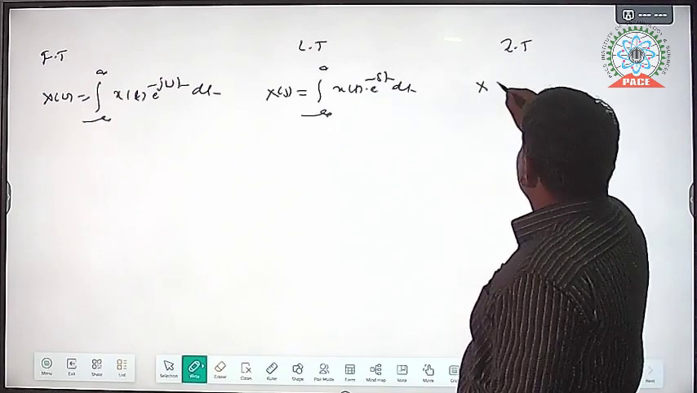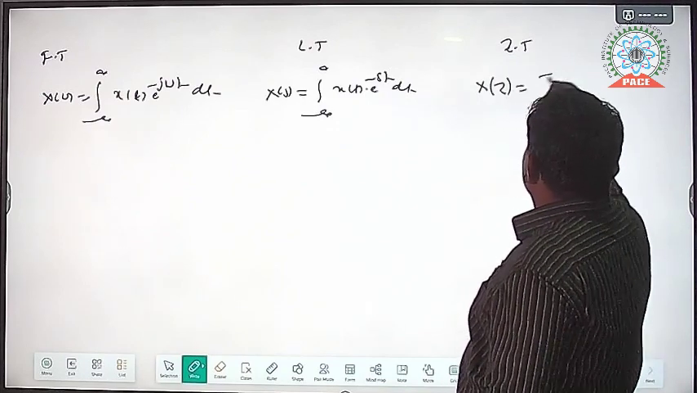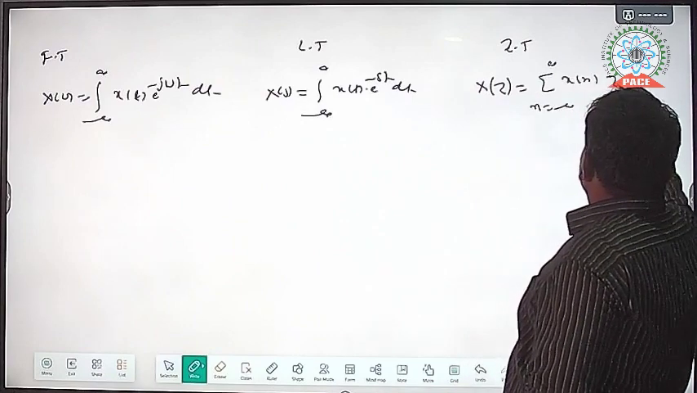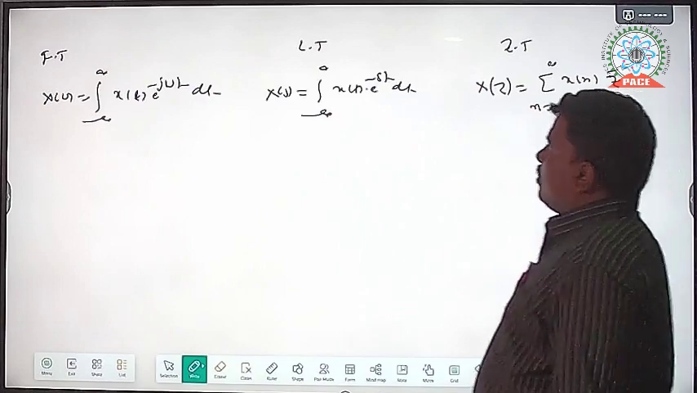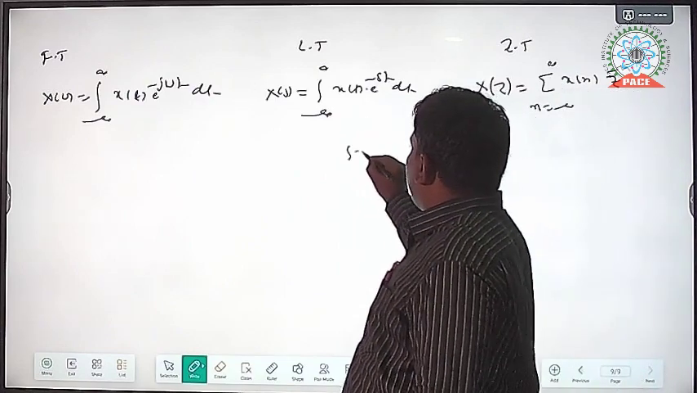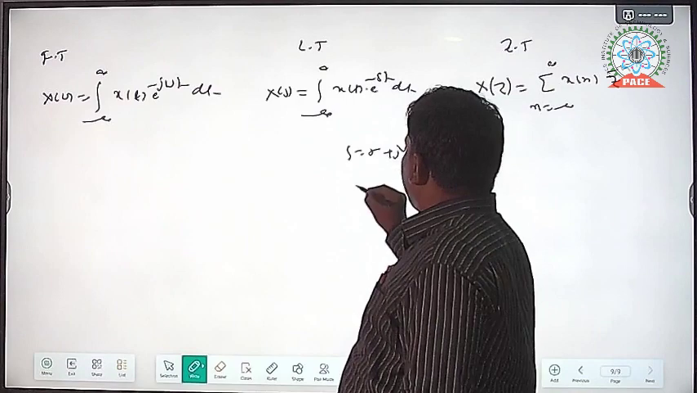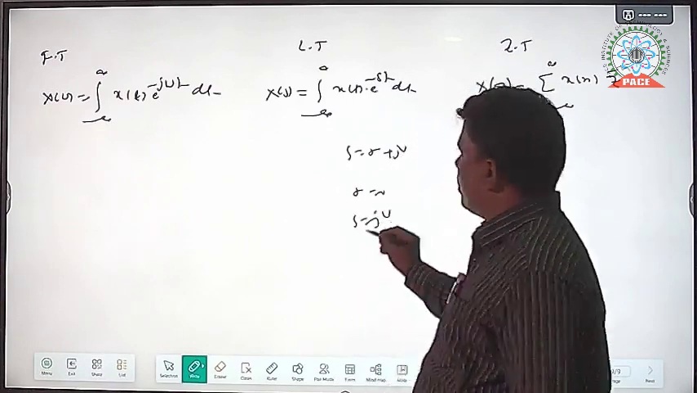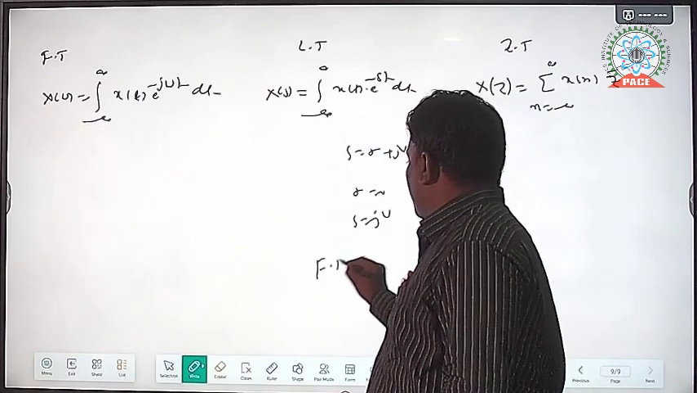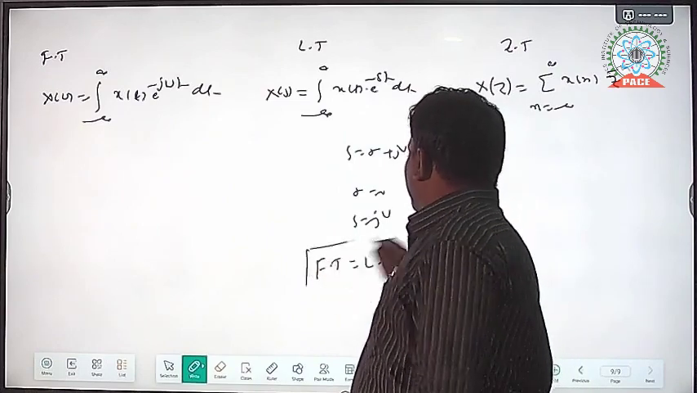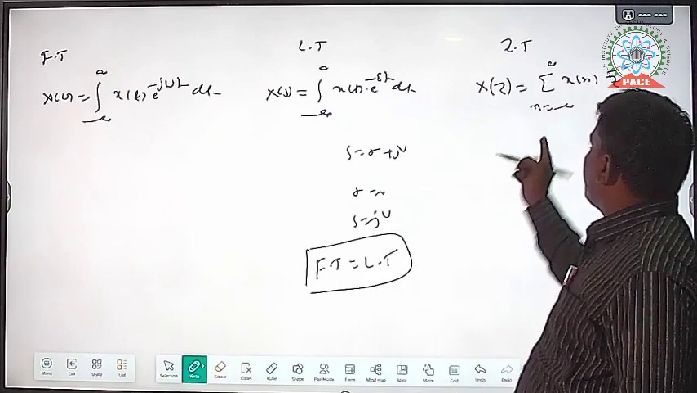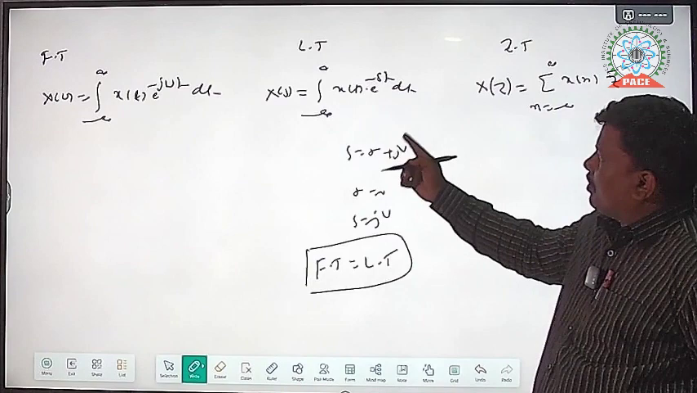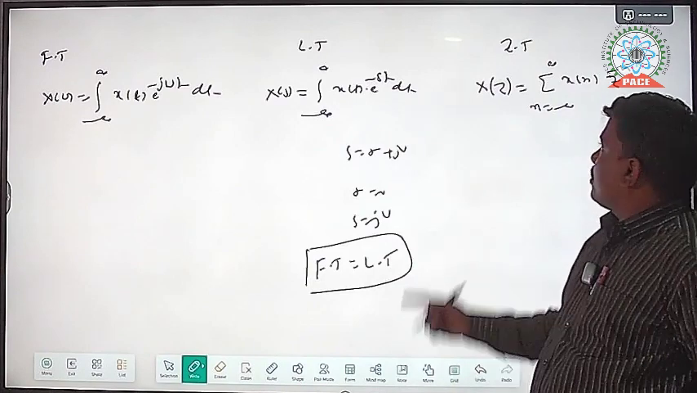Here s = sigma + j omega. If sigma = 0, then s = j omega, which means the Fourier transform equals the Laplace transform. So what is the relation between the Laplace transform and the Z transform? The Laplace transform is used for analog filters and analog design. The Z transform is used for discrete-type signals, which are digital filters. By using Z transforms, we can realize digital filters also.